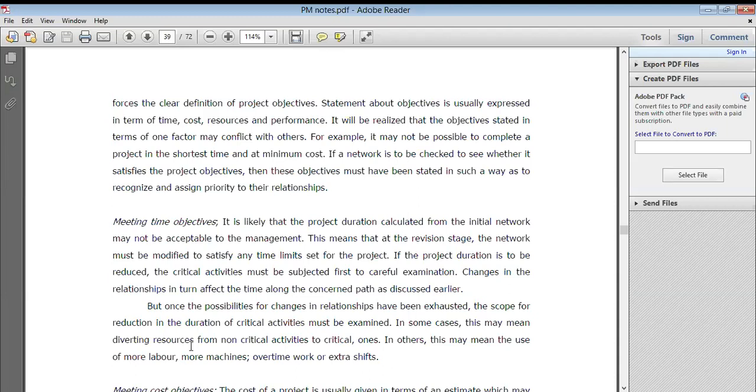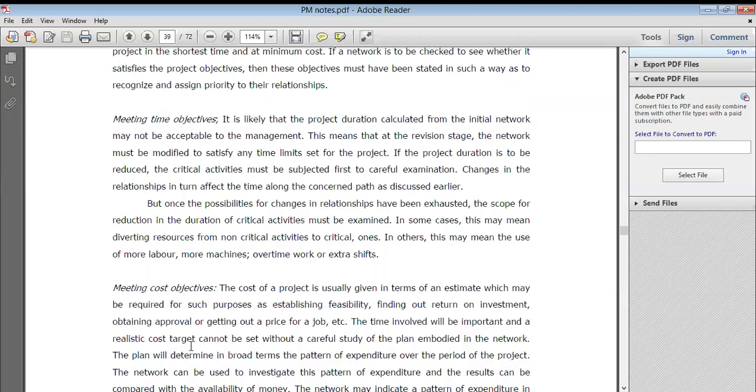Now the possibilities of changes in the relationship have been exhausted. Sometimes we repeat the same work every month, for 2 months, 3 months. At that time we have exhausted the possibilities, but we have no scope because we need to work fast and complete the project on time. So reduction in the duration of critical activities may be examined. In some cases it may mean diverting resources from non-critical activities to critical ones, and in others it may mean the use of more labor, machines, and overtime work or extra shifts, right? So that is what it means.